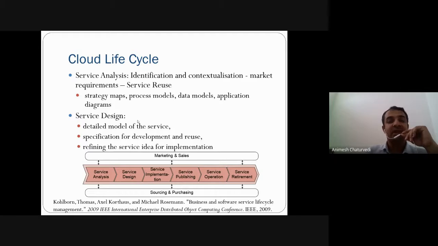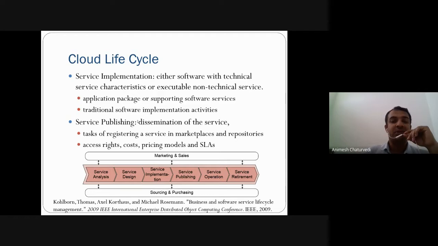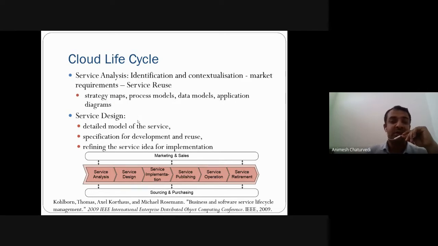Thereafter, service designing, again, the detailed modeling and drawing would take place. So in this service designing, like detailed model for the service and specification for the cloud, how the development could be there, reuse could be there. So this is cloud service lifecycle, defining the service idea for implementation, how the service could be implemented.